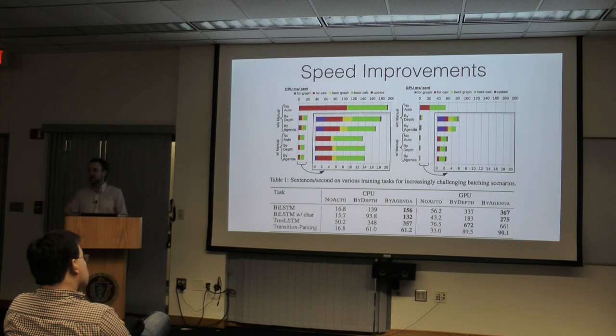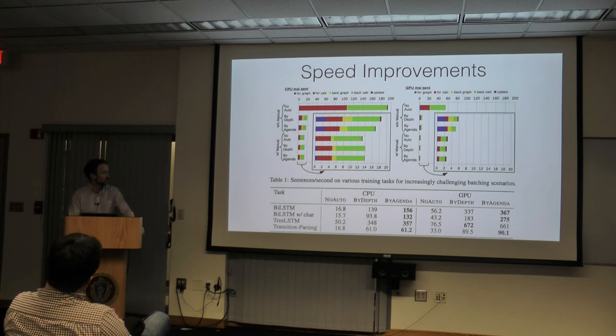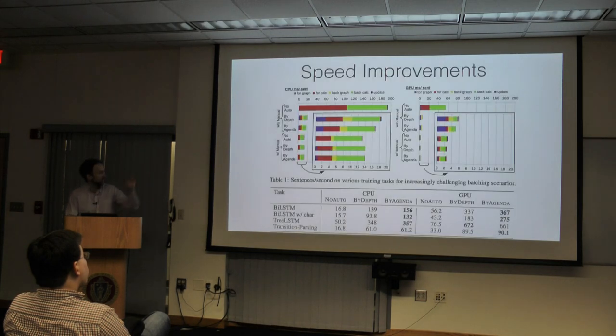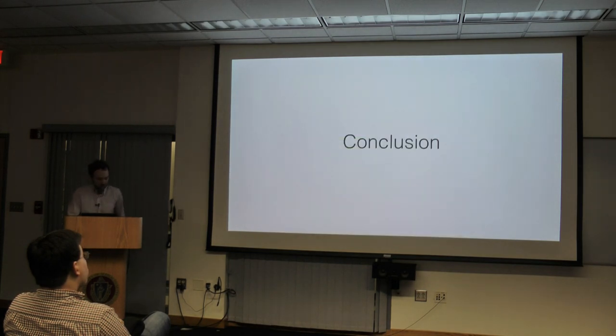If you just implement something and then you turn it on, sometimes your code gets 30% faster. Already manually batched code gets 30% faster because you didn't do the ideal version of batching. So it's kind of fun to try out if you're interested, especially for complicated structured things. So yeah, that's all for my talk.